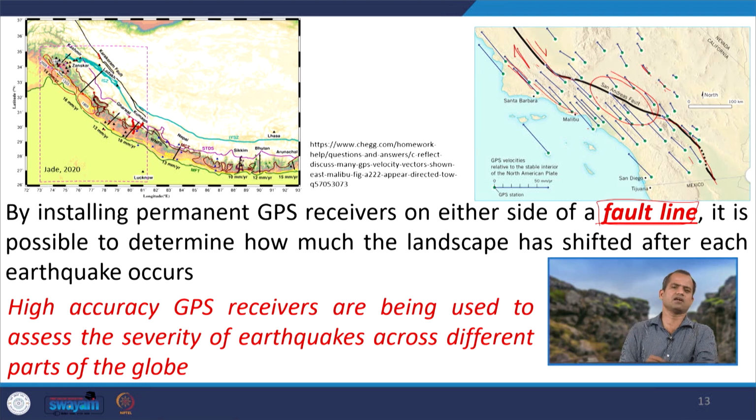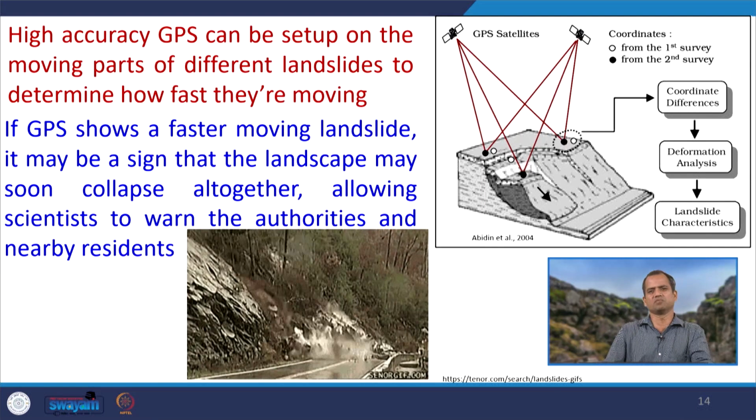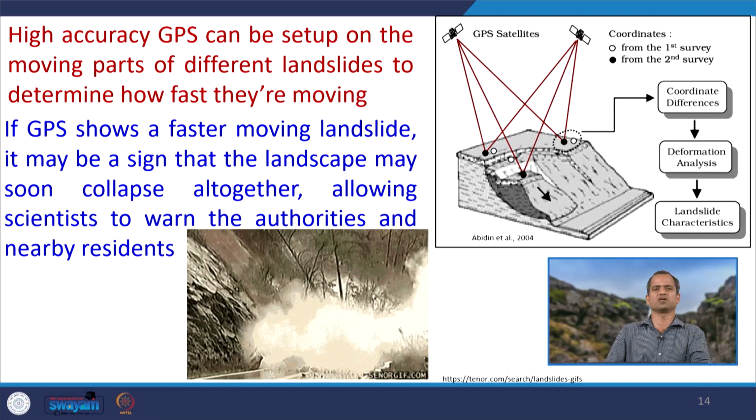Similarly, in India, we have the MFT, MBT, MCT, these prominent thrusts in the Himalayas. So, their rate of convergence along different thrusts is being monitored by different GPS stations. And apart from these fault systems, landslides are being monitored.